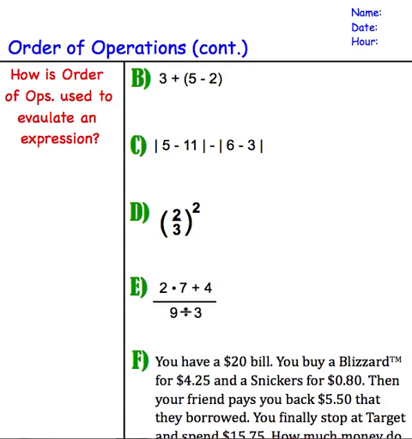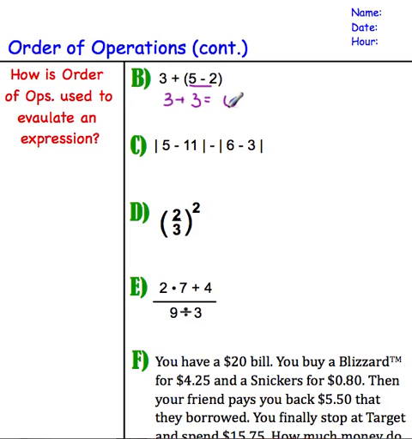So let's start with this first one. 3 plus the quantity 5 minus 2. You'll hear me use the phrase "the quantity" often in that it implies that what comes next is in parentheses. So first I like to underline what I'm going to use. We take 5 minus 2, so we get a 3 plus 3, which gives us 6.